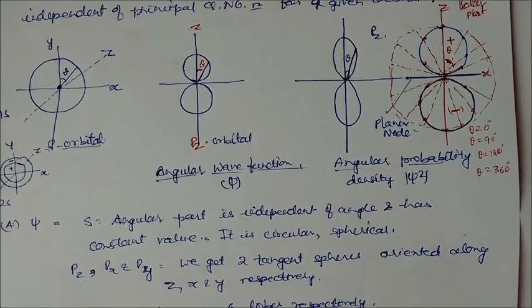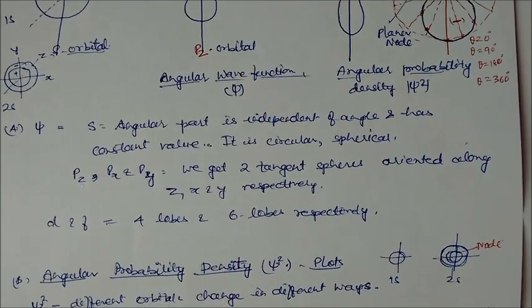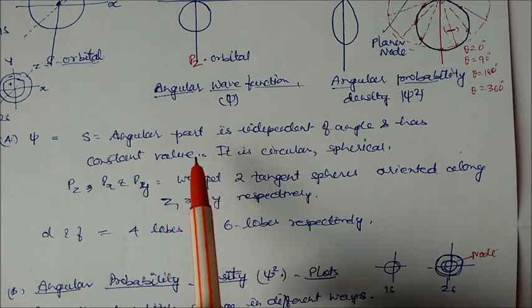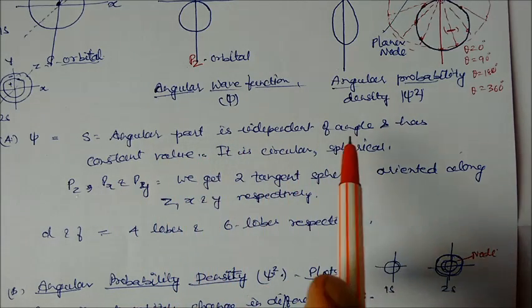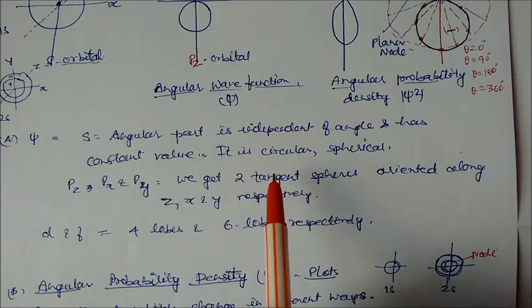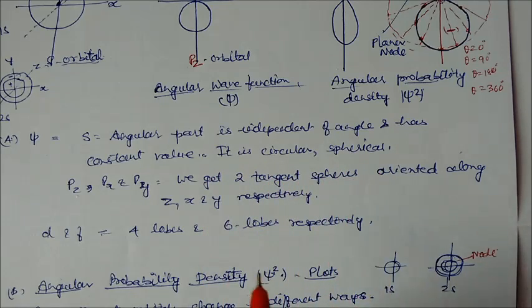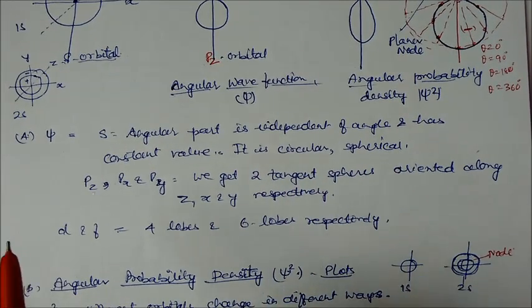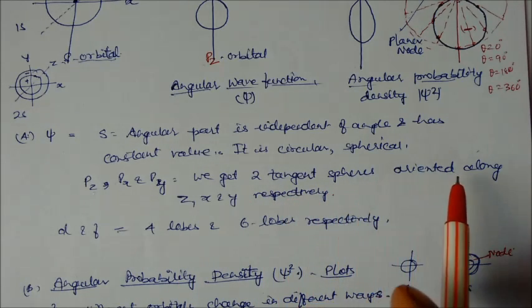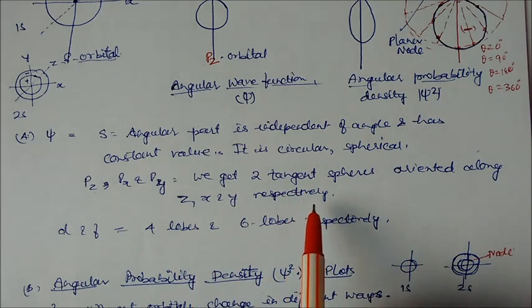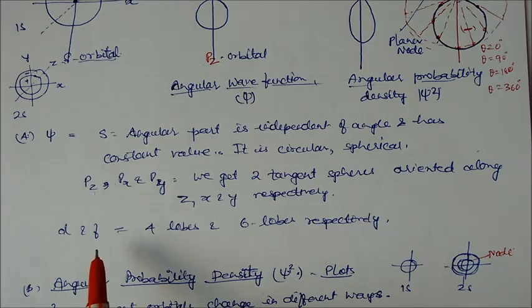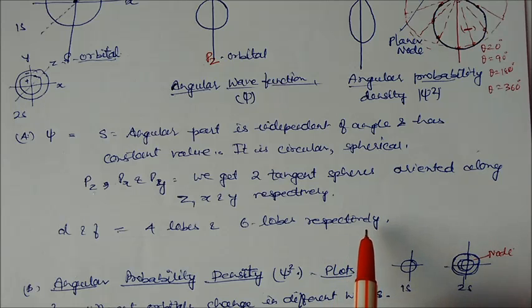Now for s, we already know very well that it is the angular part, independent of angle, and has a constant value. It is circular, spherical. As per the Schrodinger wave equation, we have drawn this diagram. For p, we have two tangent spheres oriented along x, y and z respectively. If you take d and f, d has 4 lobes, while f has 6 lobes respectively. These graphs we are getting from the Schrodinger wave equation.